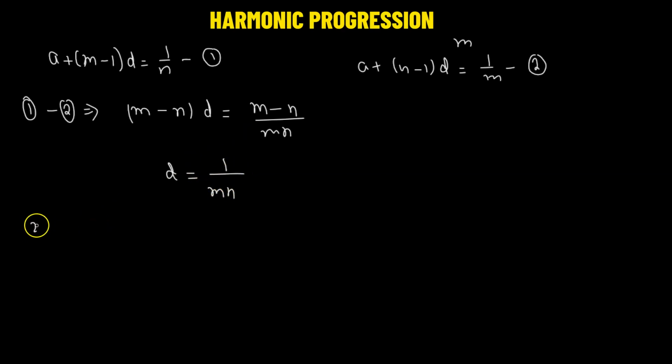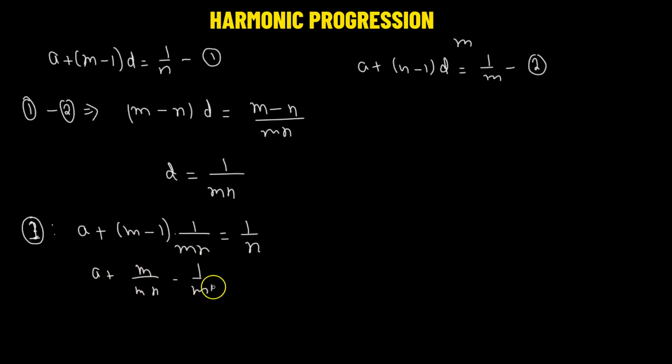So what we'll do, you can use either equation 1 or 2 to find out the value of the first term a. So here we have a plus m minus 1 times the common difference 1 over mn. So that's equal to 1 over n. So we have a plus m over mn minus 1 over mn equals 1 over n. So if we solve for a, this term and this particular term will cancel out. So we have a equals 1 over mn. So now we have the value of a, the first term, and the common difference d.